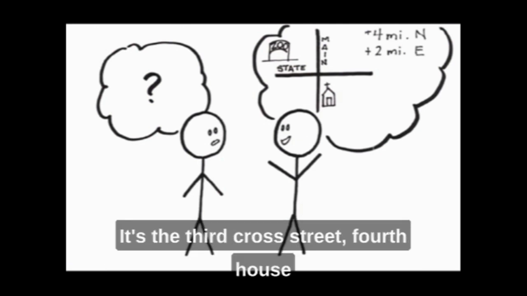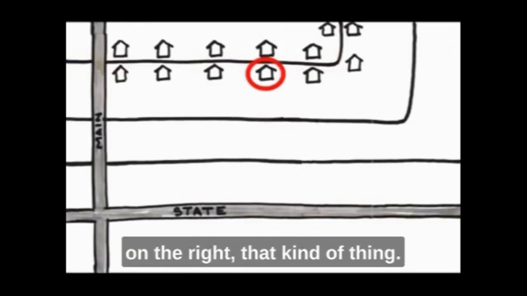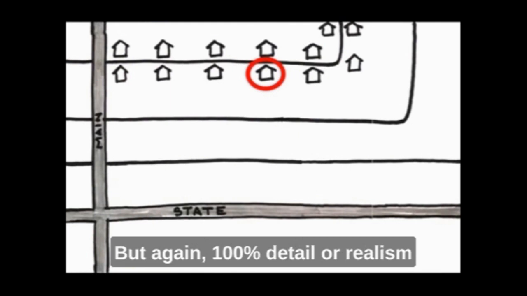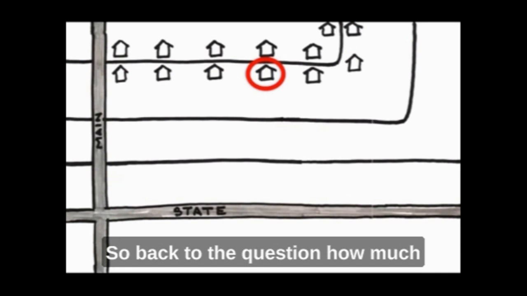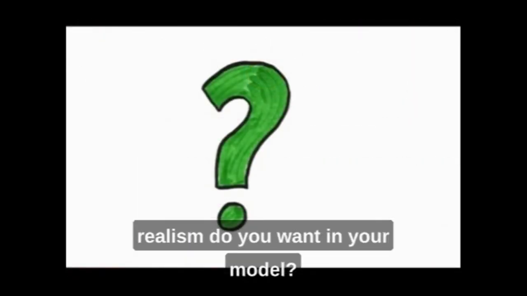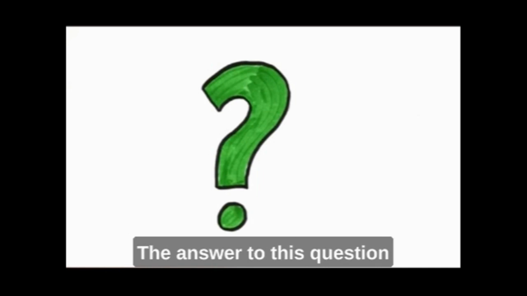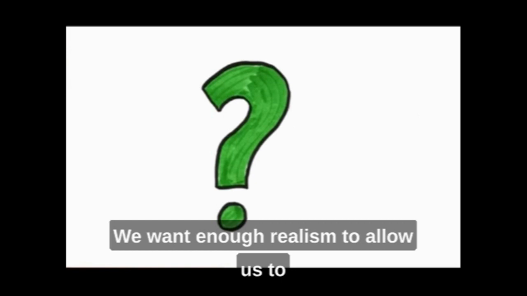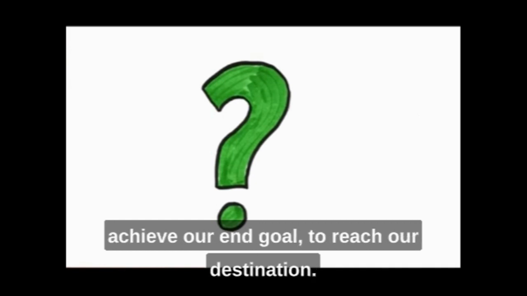It's the third cross street, fourth house on the right, that kind of thing. But again, 100% detail or realism is neither necessary nor desired. So back to the question: how much realism do you want in your model? The answer to this question is rather nonspecific. Enough. We want enough realism to allow us to achieve our end goal, to reach our destination.